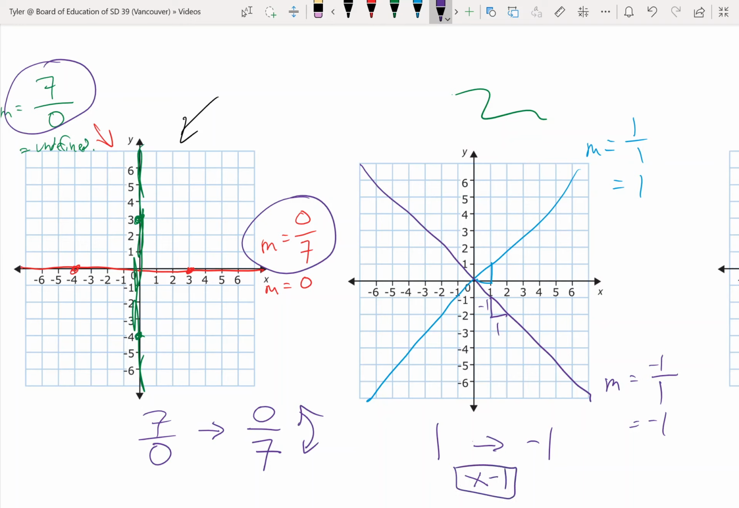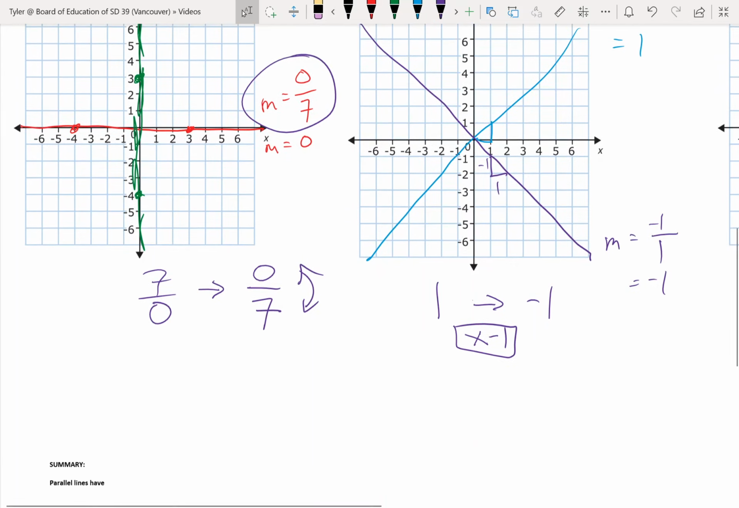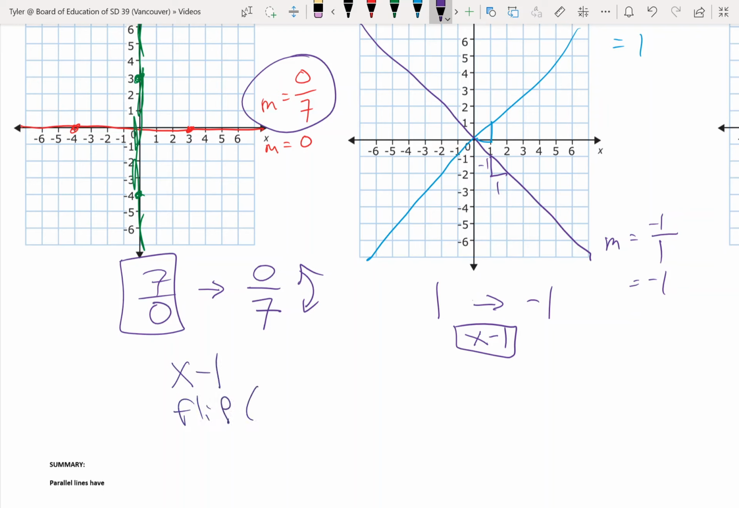So the truth is, both of these happen every time, okay? If you have a slope of a line, like let's say this one, we said it was 7/0, in order to find the perpendicular slope, you multiply it by -1 and you flip it, which is called reciprocate. Okay, that's the math word, flip a fraction upside down.